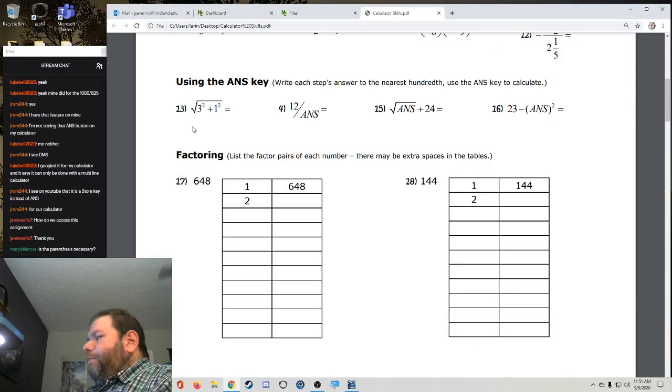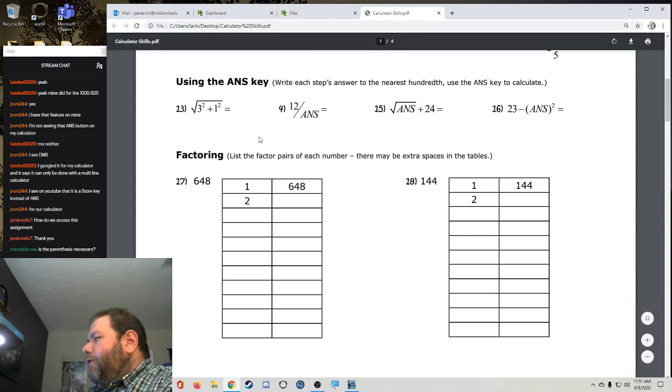Okay, so that mimics what happens on these 4 problems on the worksheet, 13 through 16. Let's move on to the factoring problems, and it gives us a lot of spaces. You don't necessarily end up having to use all of these spaces, but they want us to use the calculator to help us factor these things.